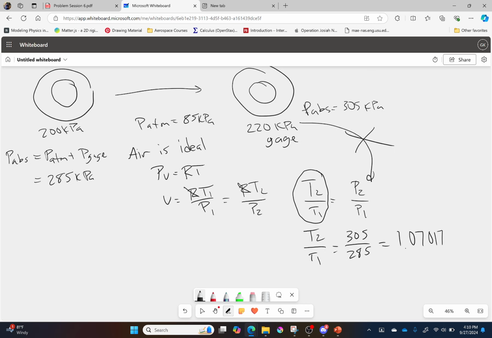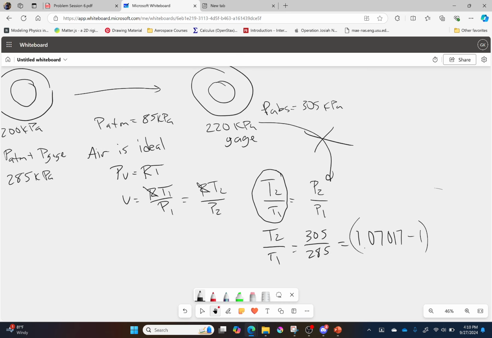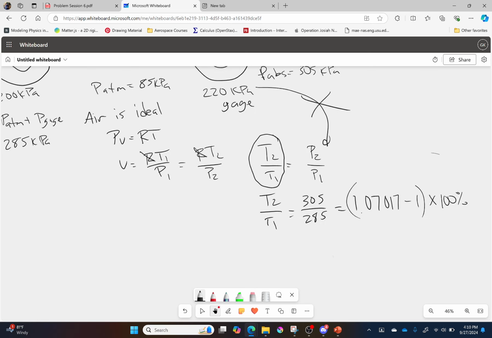Okay. Now, if you're trying to figure out what the percent difference is, just subtract 1 from this and then multiply by 100%. The 1 is simply saying that it's not changing by that much. It's because of how the ratio works. If I subtract 1, I'll get the difference there. You're like, well, how do you know that, Dr. Kidd? Because this is the percent difference formula. It's equal to delta T over your original temperature times 100%.